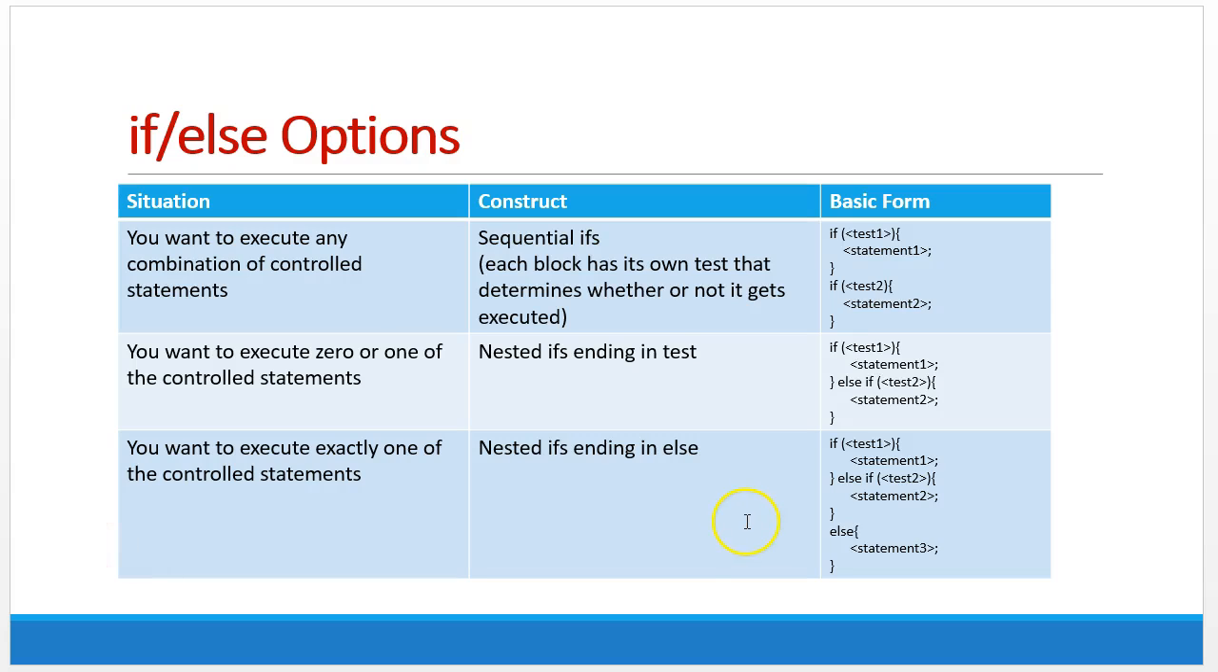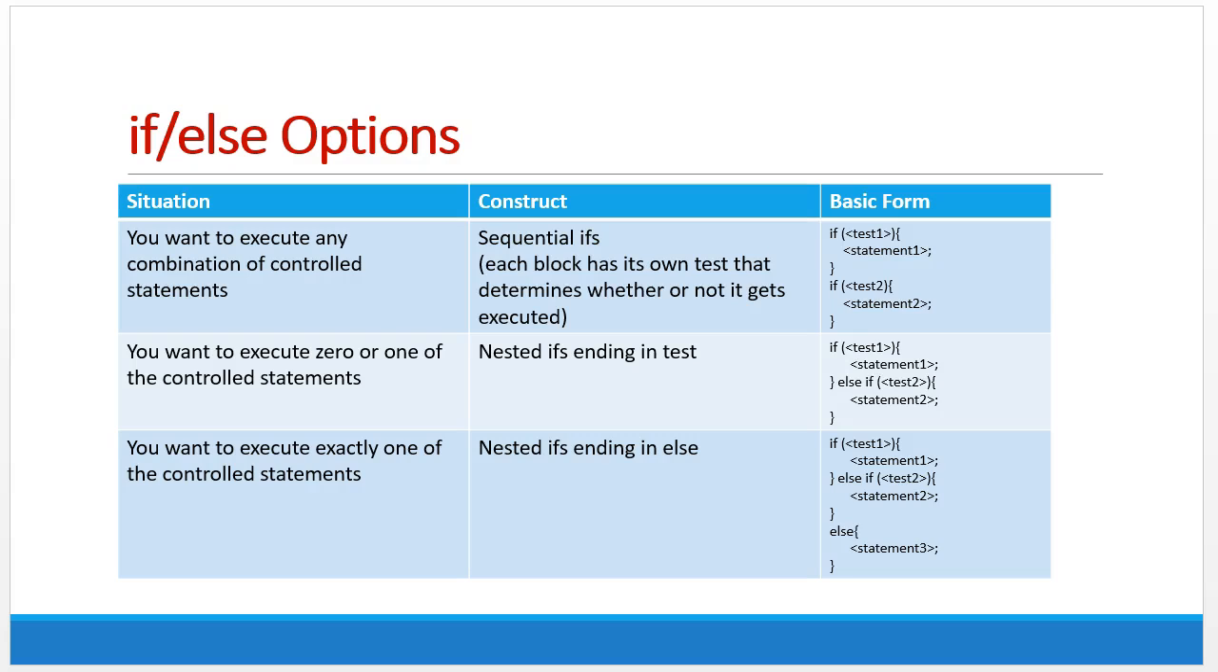This is a good chart that will help you decide which form of if to use. The first case is if each test is independent of the other test, and you want to be able to execute potentially both of these code blocks, or however many tests you have, then go ahead and use this simple if form that's sequential. Otherwise, you're going to be doing some nested ifs. The difference between these last two is whether or not you have a test for each particular one, or whether you have a catch-all at the end.